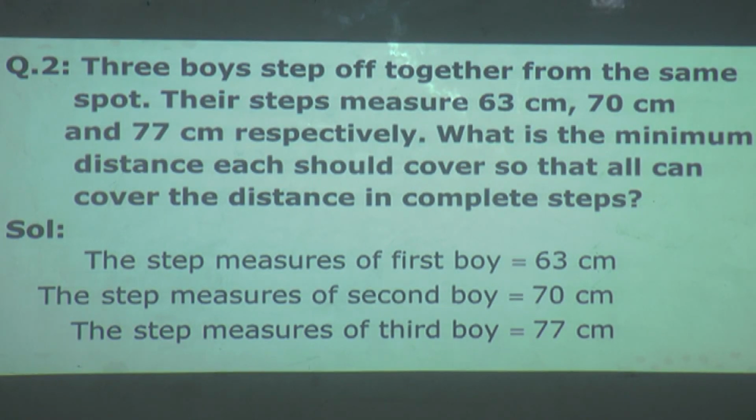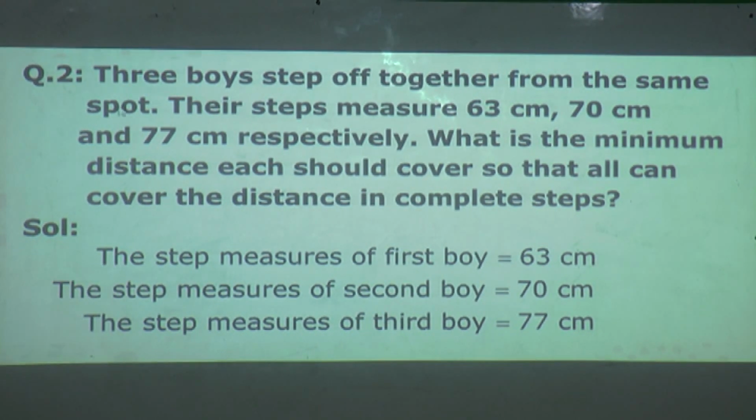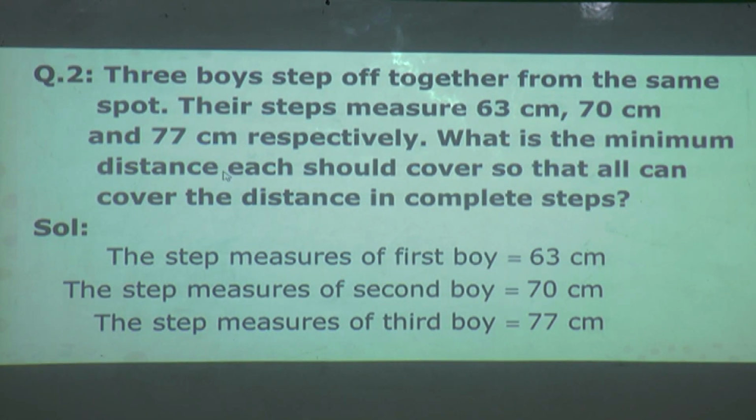Let us see the next question. 3 boys step off together from the same spot. Their steps measure 63 cm, 70 cm and 77 cm respectively. What is the minimum distance each should cover so that all can cover the distance in complete steps? See, there are 3 boys. They step off together with different measurements, one at 63 centimeter, the second at 70 centimeter and the third at 77 centimeter.